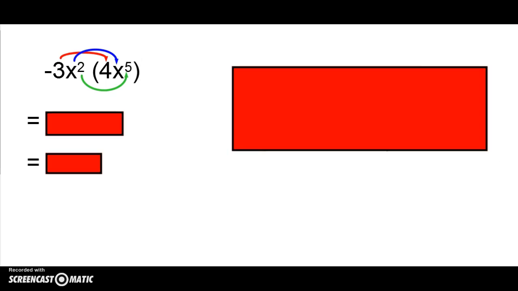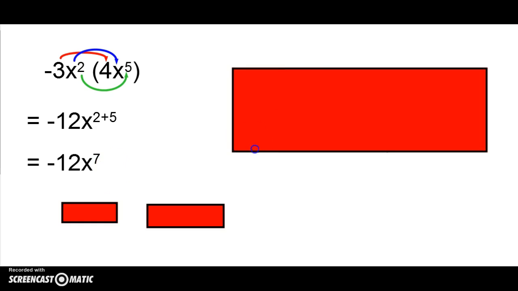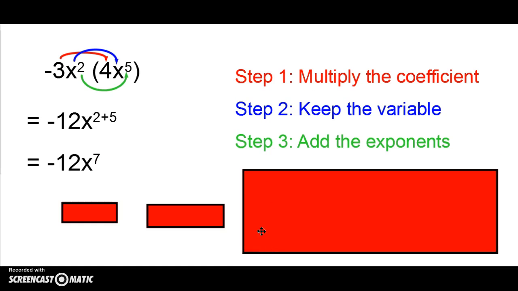All right, sometimes you'll see in your book where they have the coefficient and the variables as well. And so you always multiply the coefficients first, keep the x, and then add the exponents. Not hard. So negative 3 times 4 is negative 12. Keep the base, add the exponents, and you end up with negative 12 x to the 7th. And then this actually will help you with your summary, but in your summary I wrote the steps for you: multiply the coefficient, keep the variable, add the exponents.